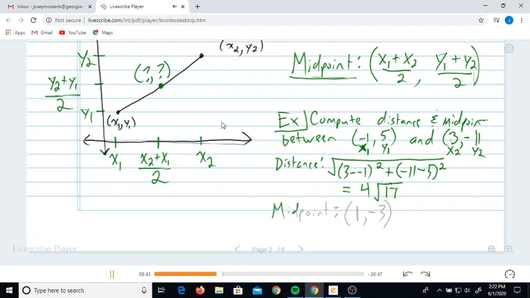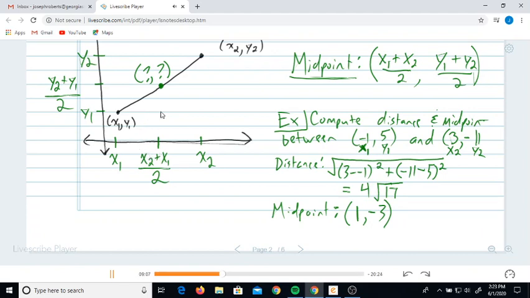And then the midpoint is going to be the average of the two. So if I average the two x's, so add up and divide, I would get 1. And then if I average the y's, 5 plus -11 divided by 2 gets me -3. And that would be the point directly in between the two.